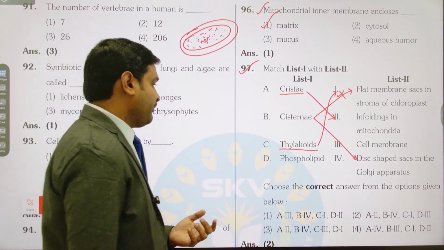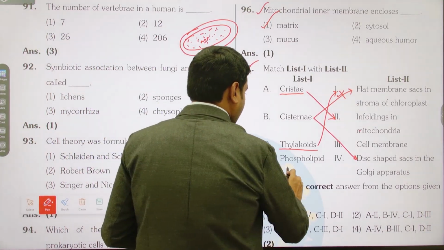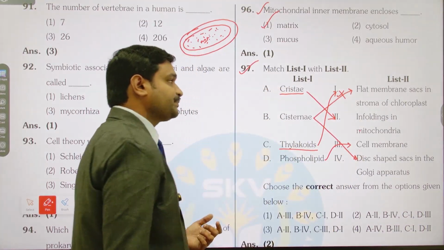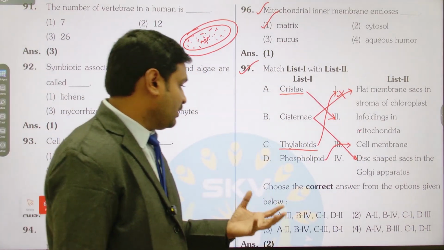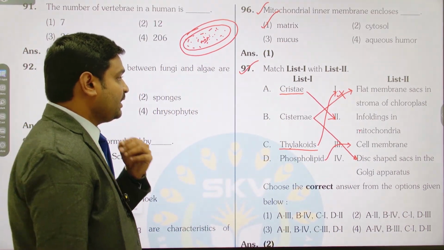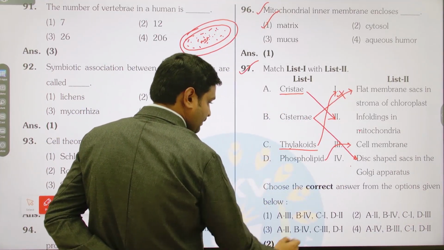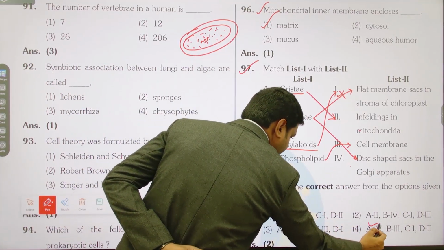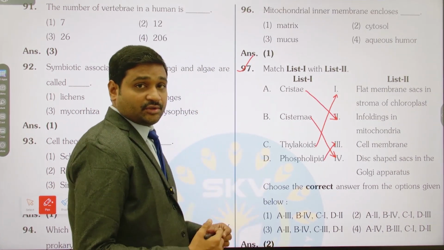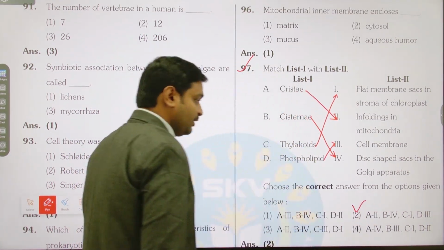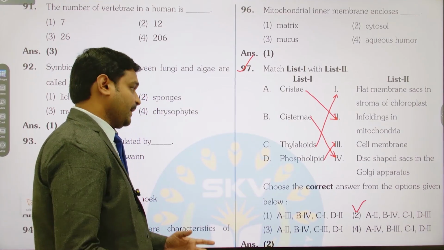Next, phospholipid. Generally, phospholipid is a component of the cell membrane. So if you observe the options, here is A4. So for question number 97, option 2 is the correctly matching one.